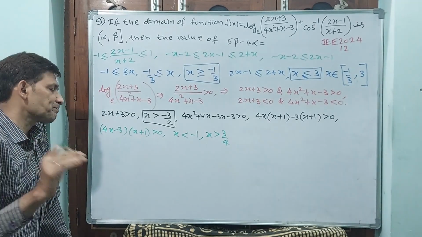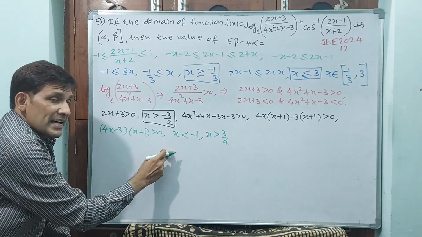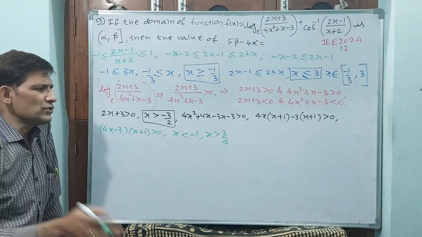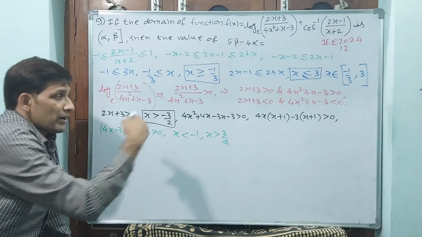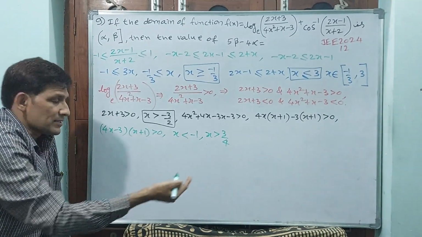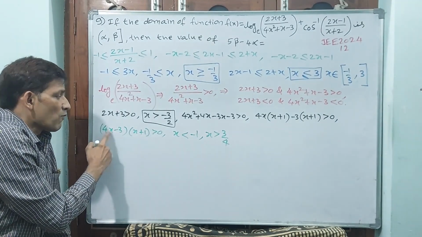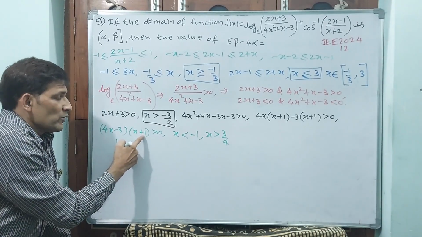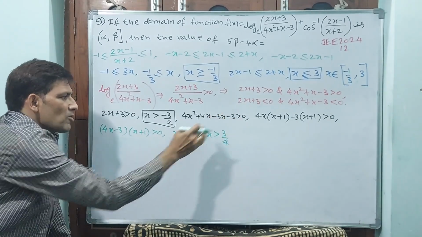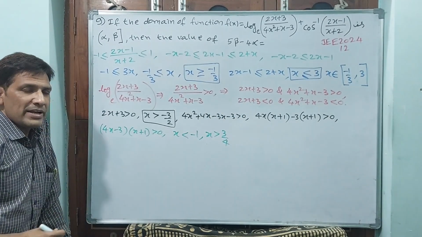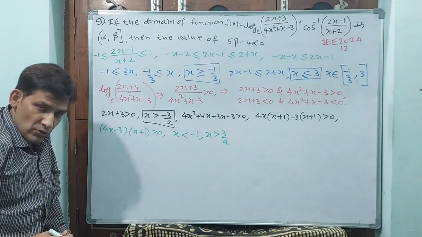You see, wait. x should be less than minus 1, x should be greater than 3 by 4. You see, what is 3 by 4? Less than 1. Greater than 3 by 4 means 1, shall I give? Yes. If you give 1, what will happen? 4 minus 3, 1. 1 plus 1, 2. 1 into 2, 2, greater than 0, yes, accepted. This side over. This side you see. Less than minus 1. What is less than minus 1? Minus 2 is less than minus 1.